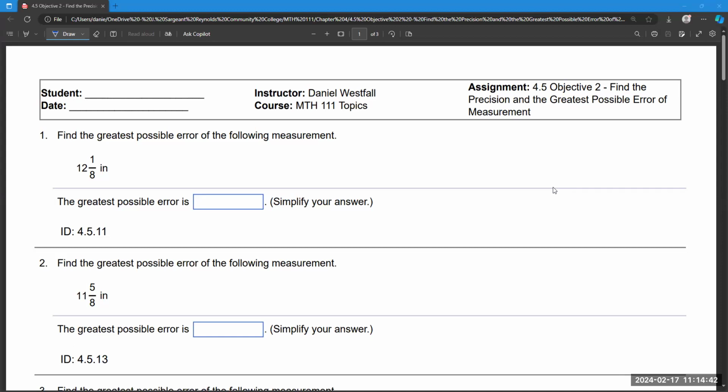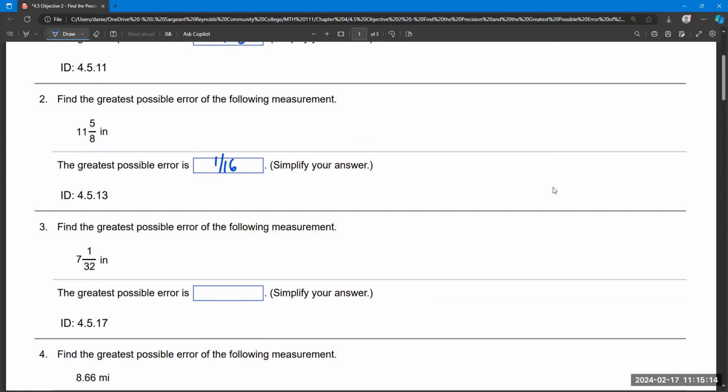So if we're measuring on a ruler to the nearest eighth of an inch, we could be off by as much as a 16th of an inch. That is what we would expect our margin of error to be. Same thing here, because we're measuring to eighths of an inch, we would expect our error to be a 16th of an inch. Here we're measuring to 32nds of an inch, so we would expect our error to be within a 64th of an inch.